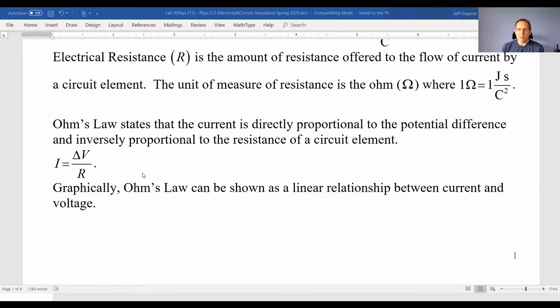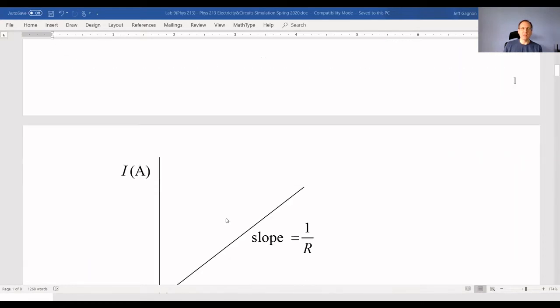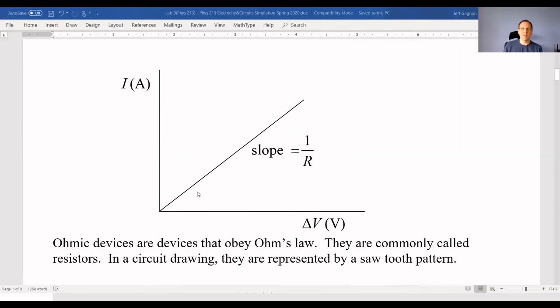Graphically, Ohm's law can be shown to be a linear relationship. So if you look at this, this is a linear relationship, right? I is a function of the voltage drop, and the slope in this case would be 1 over R. So I show that in this graph here, right? If I plot I versus voltage, so current versus voltage, then the slope is just going to be 1 over R because I equals delta V over R.